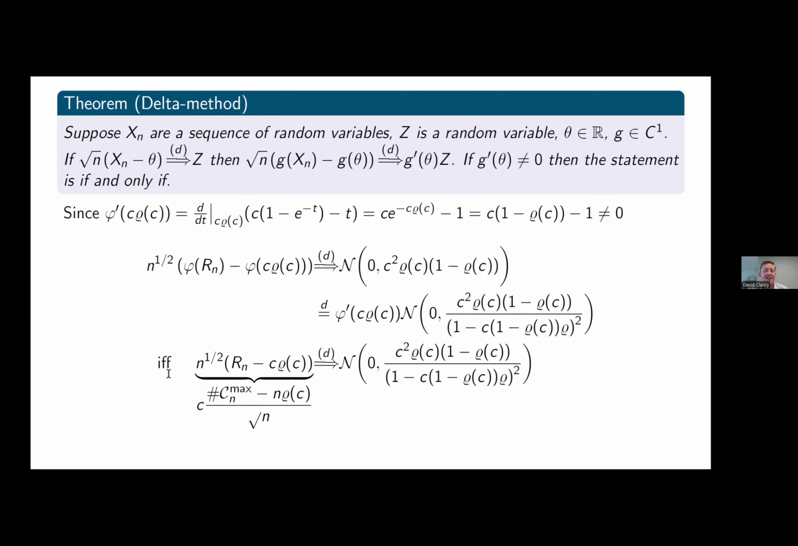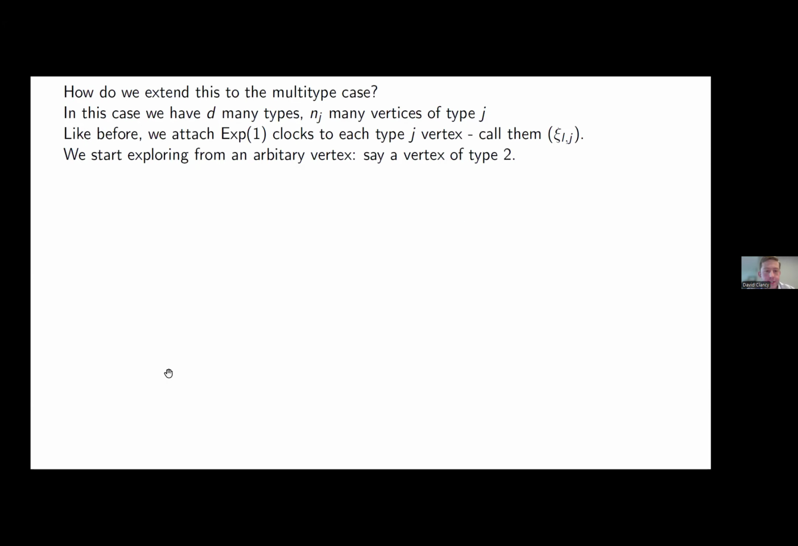Now, this works great for the type 1 case. So let me give you an overview of how we can push this to the finite type case.